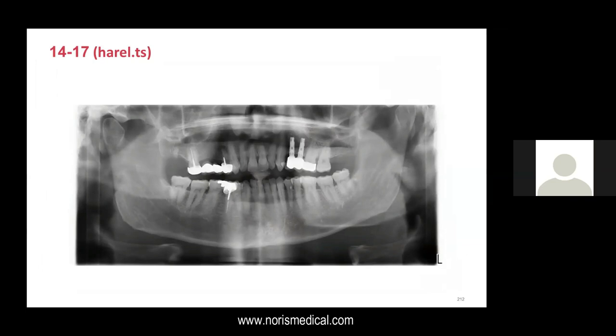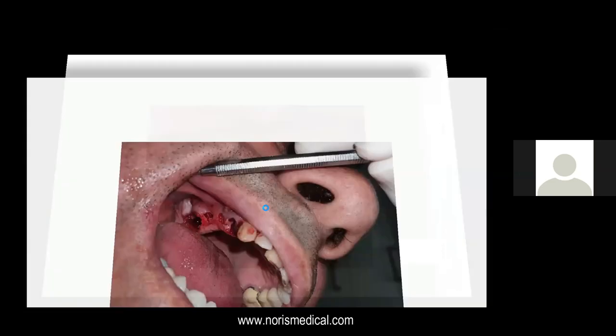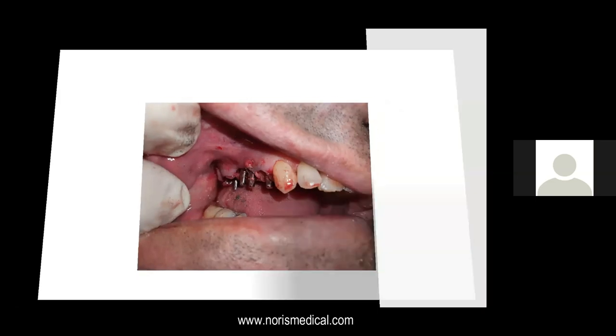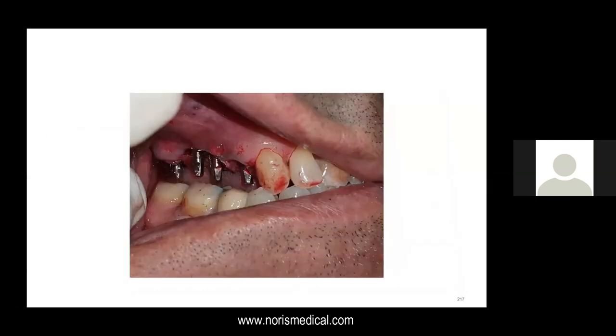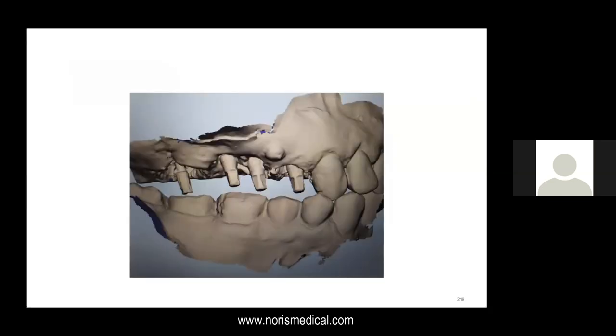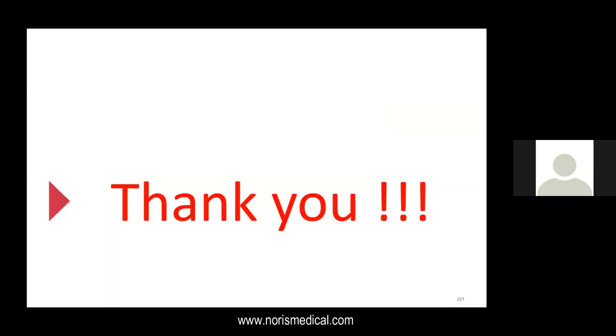Teeth 14 to 17. Here, this is the last case that I'm going to show you. Here you can see the fracture of the tooth and you can see the fistula, taking out the teeth, putting four implants. In this case, I had to work on the implants. Here is the relation between the occlusion, scanning, and temporary bridge. Thank you very much.